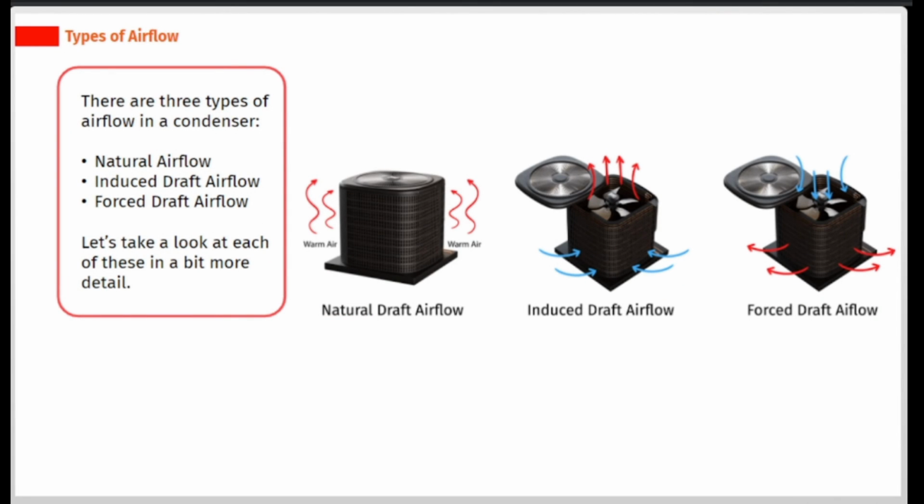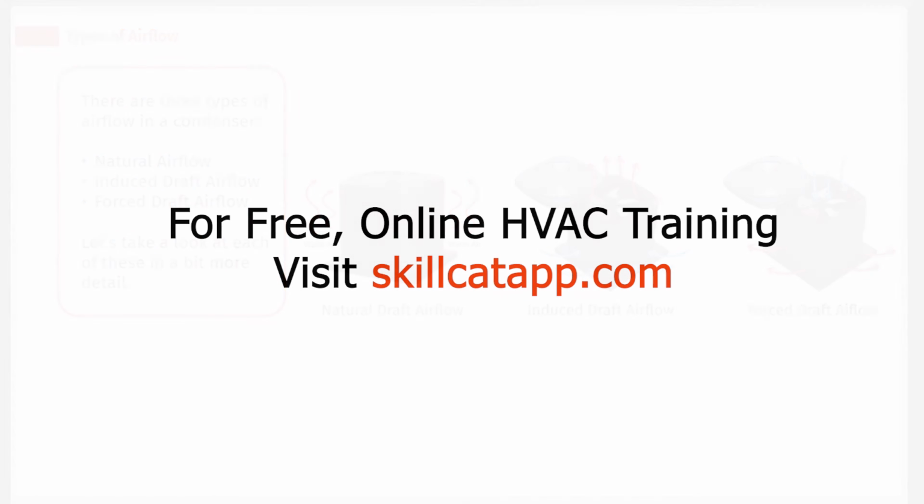There are 3 types of airflow in a condenser: natural airflow, induced draft airflow, and forced draft airflow. Let's take a look at each of these in a bit more detail.